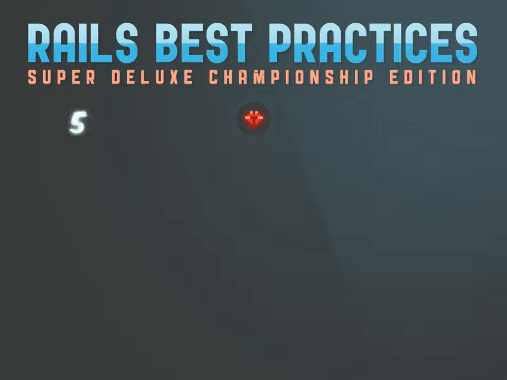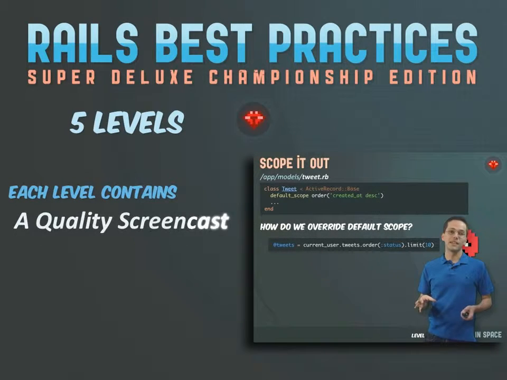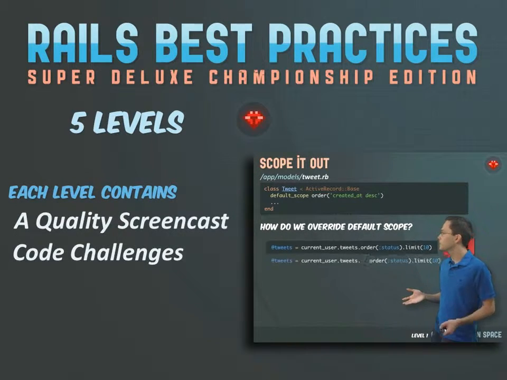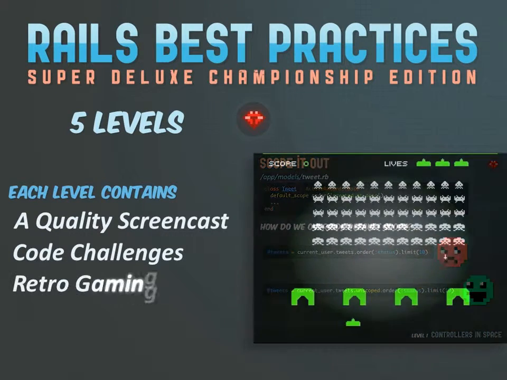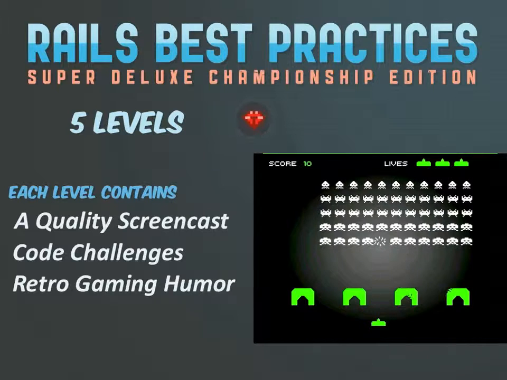In true Rails for Zombies style, Rails Best Practices contains 5 levels, each of which starts with a high-quality screencast, followed by several in-browser Rails 3 coding challenges you must complete to get to the next level, and retro gaming humor sprinkled in throughout to keep it entertaining.